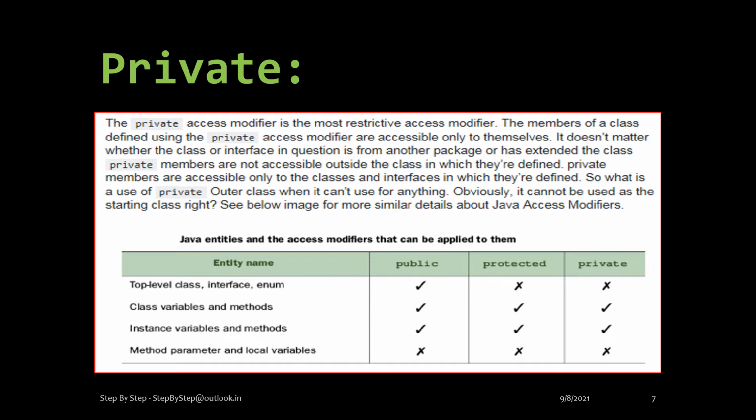So let's understand more about the private access modifier. The private access modifier is the most restrictive access modifier, right? I'm just reiterating so that it will imprint your mind that it's the most restrictive access modifier. The members of a class defined using the private access modifier are accessible only to themselves. So that's how we say it's most restrictive.